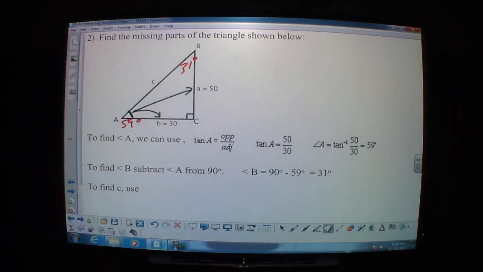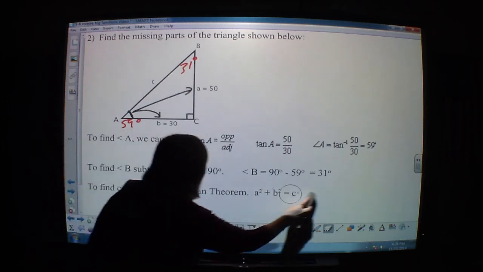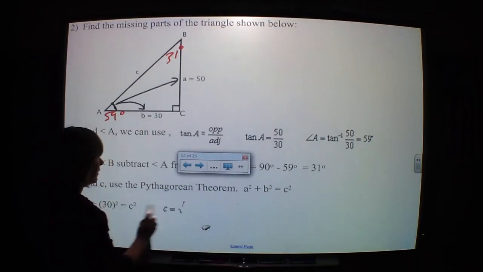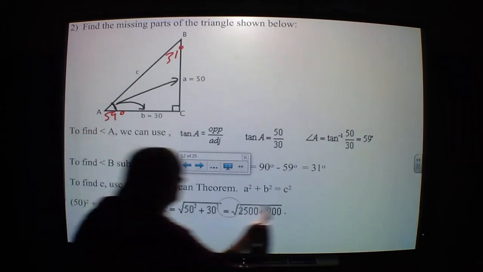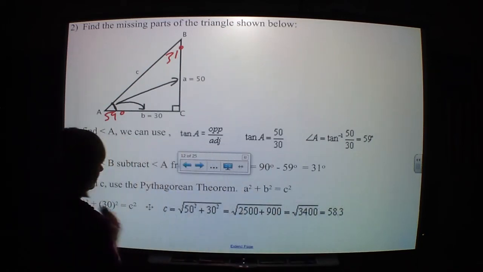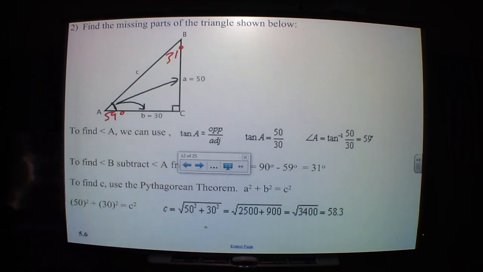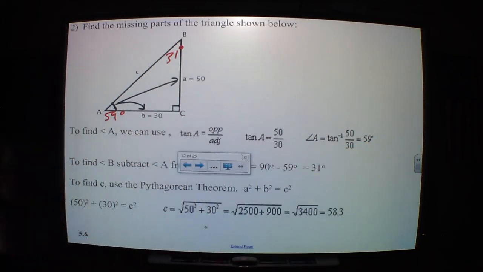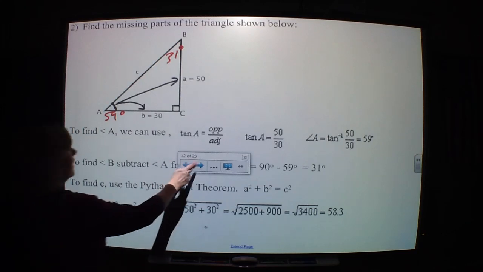And then to find C, you could do A squared plus B squared equals C squared. Not the only way to do it. And you'll get about 58.3. You could also do trig if you wanted, though I would store this in your calculator so you don't make a rounding error. So after you do that, store it in your calculator and you can use that angle again. And that's part 2.